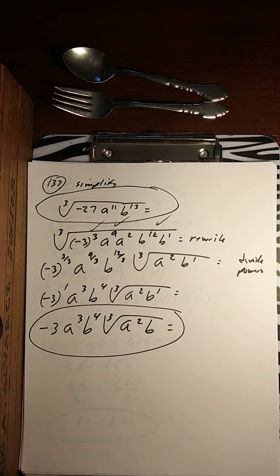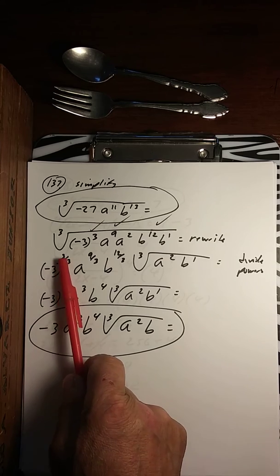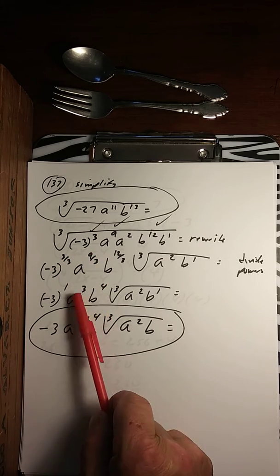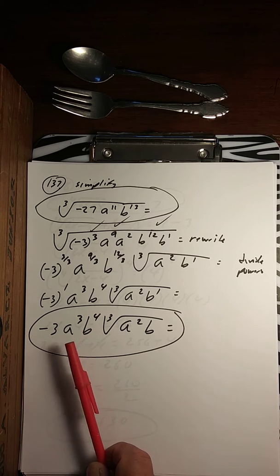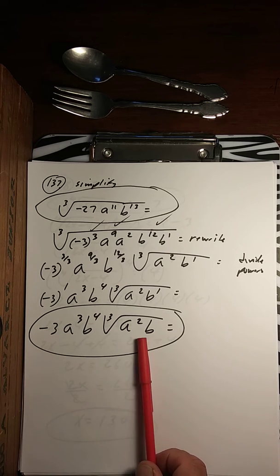Just those right there. So now we have 3 divided by 3 is 1. That's going to be 3. That one's going to be 4. So negative 3 times 1 is negative 3. A 3, B 4, cube, A squared B.